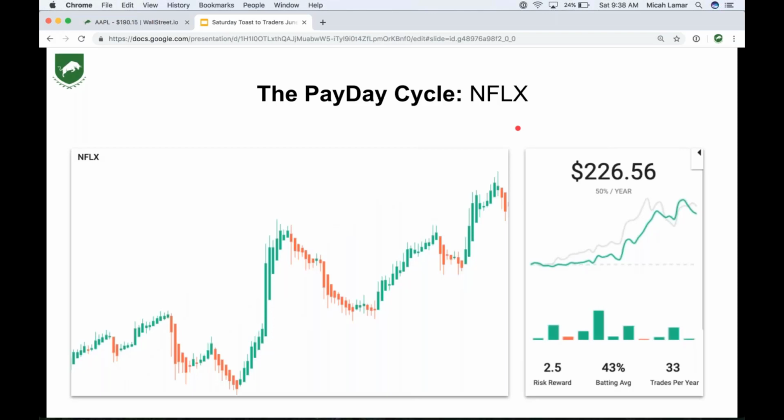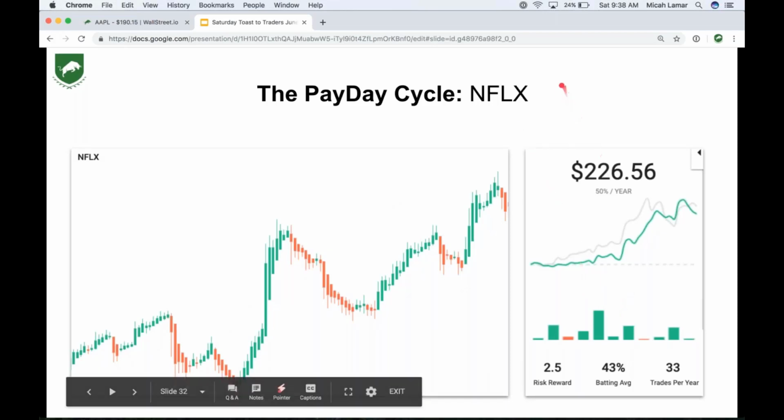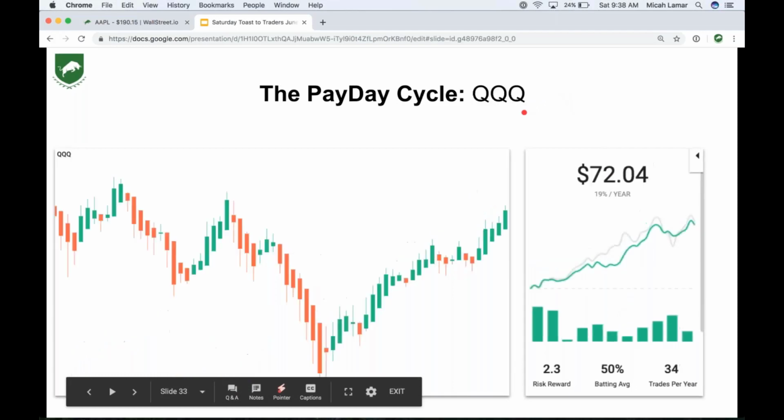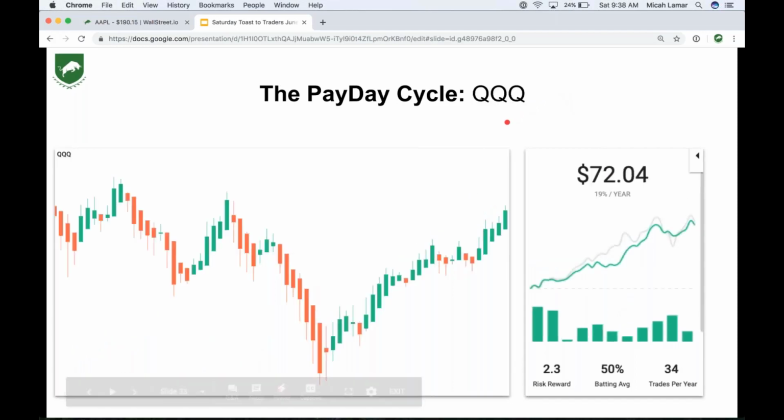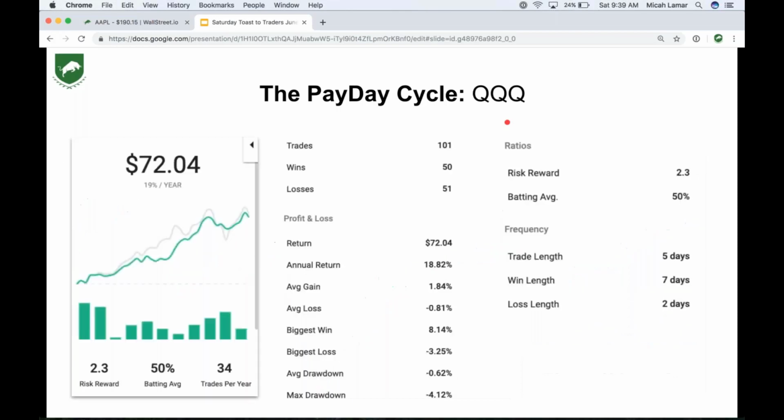Netflix also has great payday cycles, risk reward over 2, which means your average gain is substantially larger than your average loss, and that overcompensates for a little bit lower than average batting average. The Qs, one of my favorite payday cycle ETFs, have an insanely good risk reward, a decent batting average at 54%. But the thing is, the Qs have been profitable trading payday cycles every year for 10 years. And that's important. Let's talk about the Qs for a moment.